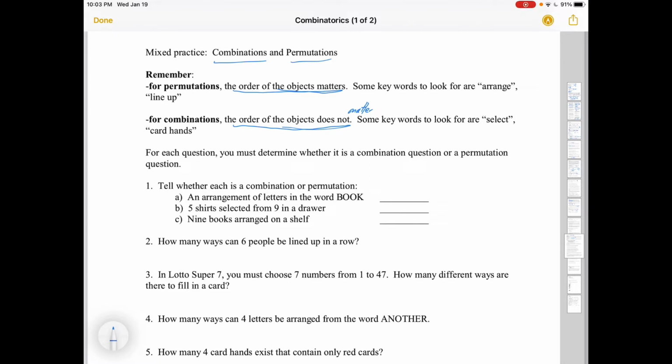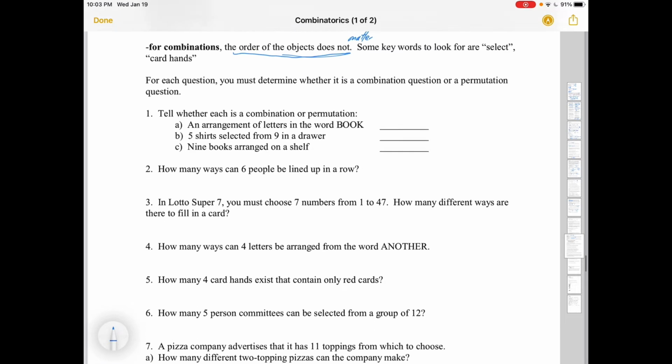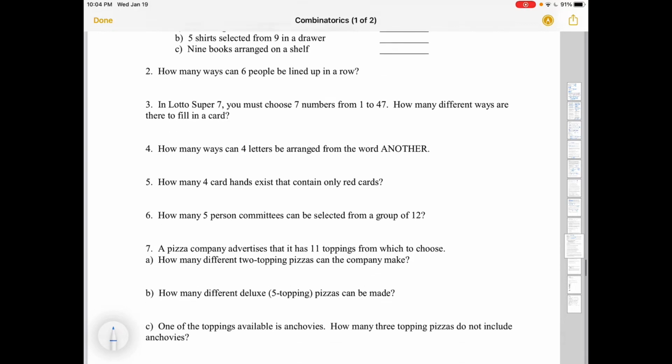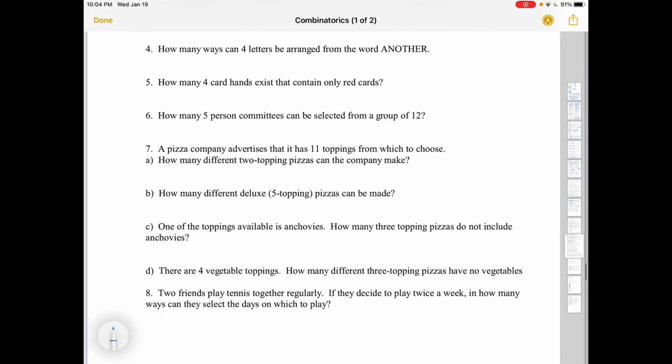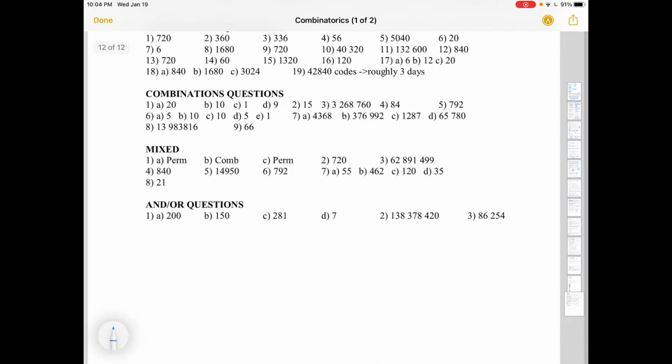I don't really have any examples here. I just have some questions, so I'll scroll slowly through them, and then I'll go to the answers. All this stuff is in the PDF that's in the video description, and the answers are where it says mixed here.